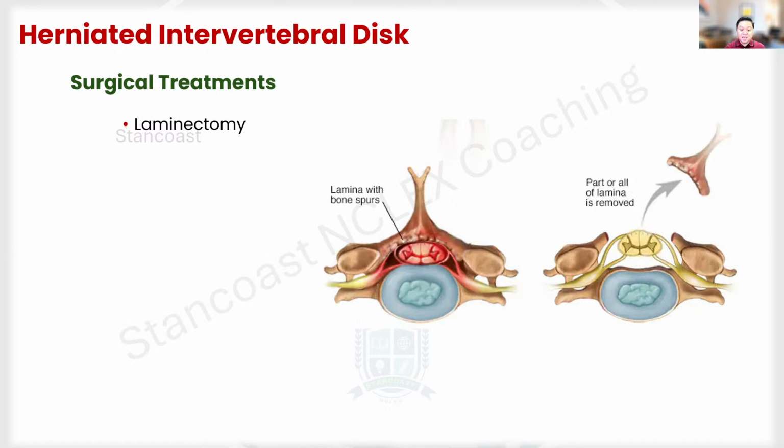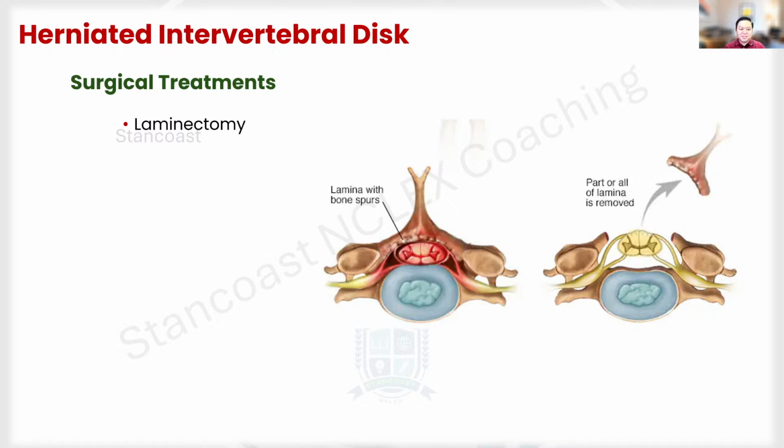Okay? Now, there are so many indications for the laminectomy. It can be used in a herniated intervertebral disc, a severe form of that, or it could be used for a problem we call spinal stenosis as well. Now, if you're going to ask about the benefit of the laminectomy, well, again, it can relieve the pressure on the spinal cord and the nerve roots, and it can also improve those symptoms of pain, numbness, weakness.